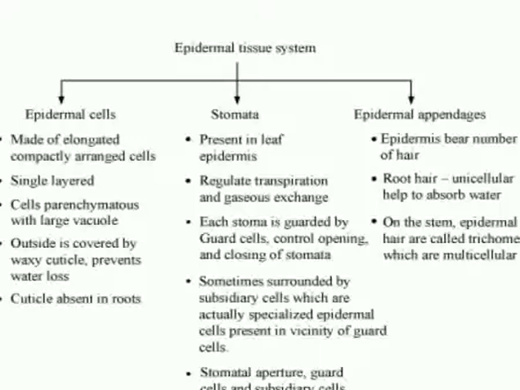The epidermal tissue system forms the outermost covering of the whole plant body and comprises of epidermal cells, stomata and the epidermal appendages, which consist of trichomes and hair. The epidermal cell is the outermost layer of the epidermis of the primary plant body. It is made up of elongated, compactly arranged cells which form a continuous layer. Epidermis is usually single layered. Epidermal cells are the parenchymatous cells with small amount of cytoplasm.